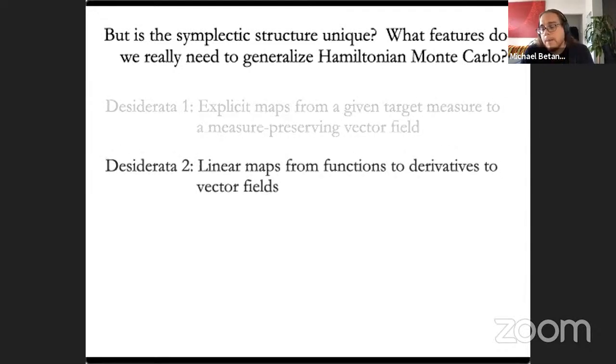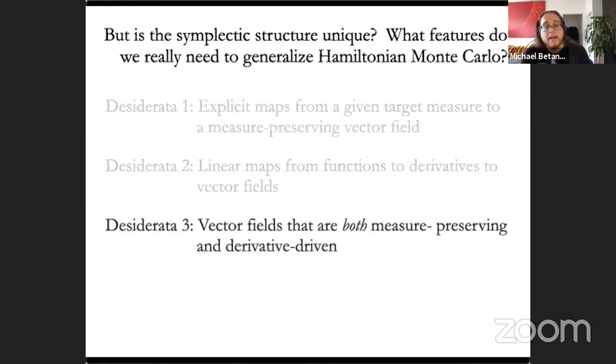2, a linear map from functions to derivatives to vector fields. Now, this one I probably didn't emphasize as much as I should have earlier on. If you give me a flow, there's no guarantee I'm going to be able to implement that flow. 1, I may not be able to integrate the vector fields, but 2, I may not be able to implement the vector fields themselves. Vector fields that only depend on derivatives are particularly amenable to implementation. So having something that takes functions like posterior density functions, turns them into derivatives, and then turns those derivatives into vector fields, those are basically the only kind of things we're able to do in terms of practical implementations.